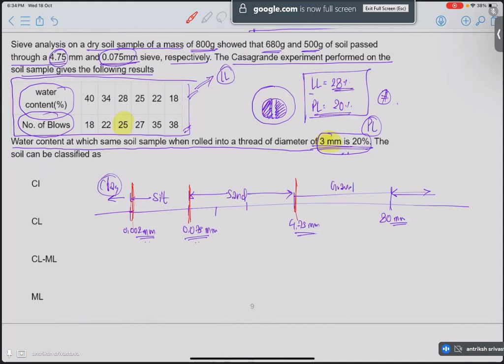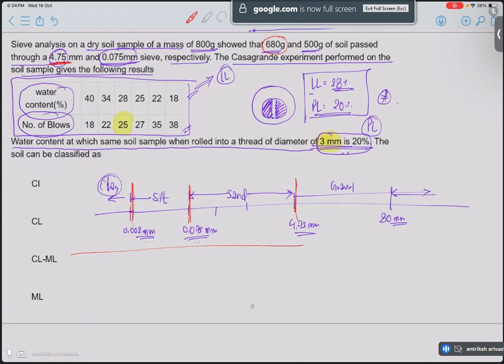So what we see here is that 680 grams passed through 4.75. So out of 800, 680 grams is finer than 4.75. So definitely it's going to be sand, silt or clay.